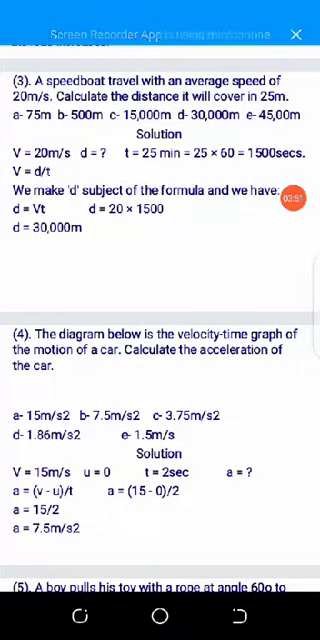We now apply these parameters in our equation, which says V equals D over T: speed equals distance over time taken. Since we are looking for the distance, we make D the subject of the formula, and that gives us D equals VT. So D equals 20 times 1,500 seconds. When you multiply 20 by 1,500, you arrive at 30,000 meters, and that is option D, the correct answer for this particular question.